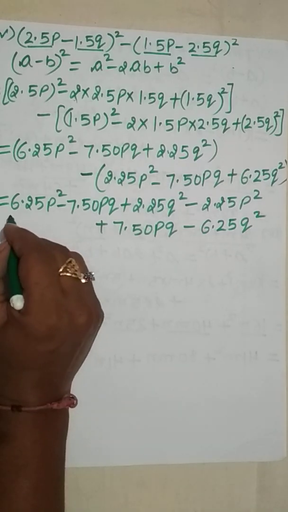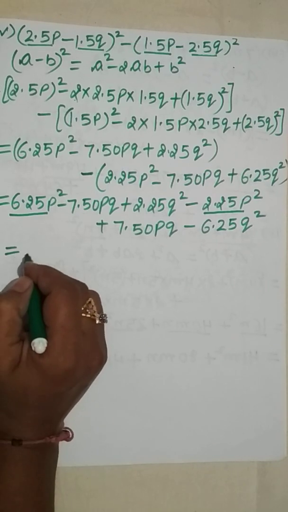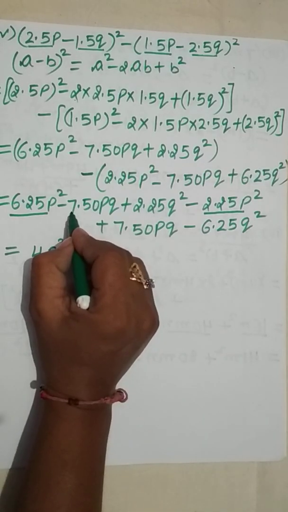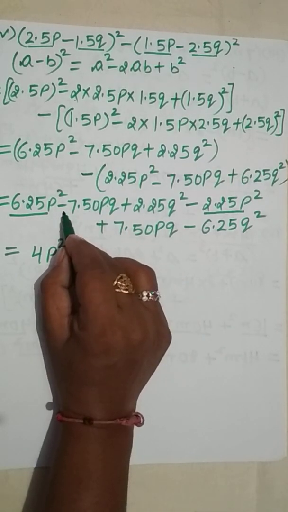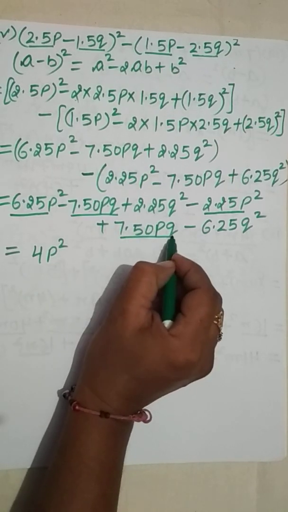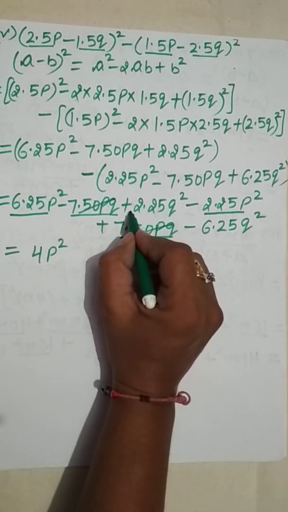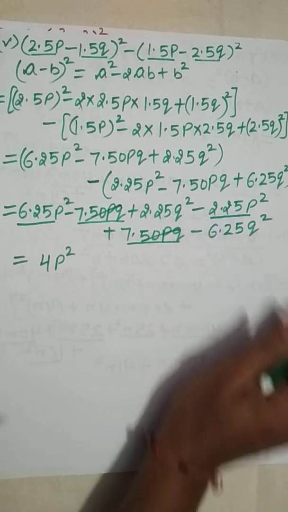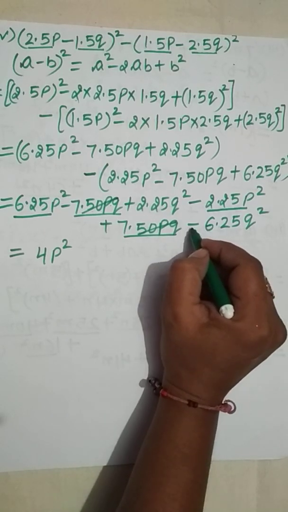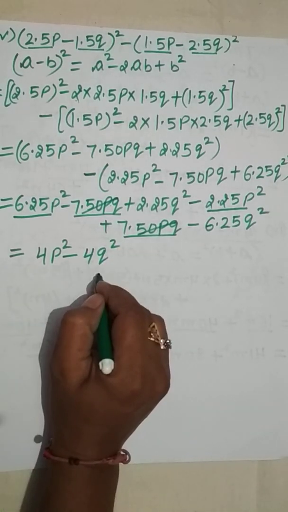Now 6.25 p square minus 2.25 p square is equal to 4.00 p square, which can be written as 4 p square. Similarly, 7.50 pq is of negative sign and plus 7.50 pq. We will just arrange the like terms. Both the terms are same with the opposite sign, so they will cancel each other. Now plus 2.25 q square minus 6.25 q square. As the greater number is of negative sign, so this is minus 4 q square. 4 p square minus 4 q square is the required answer.